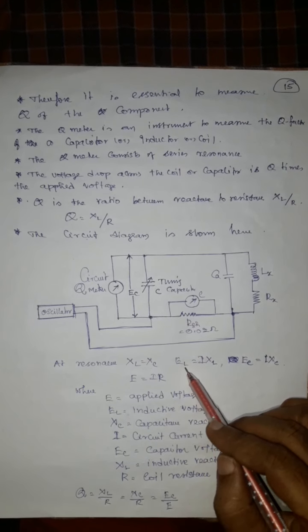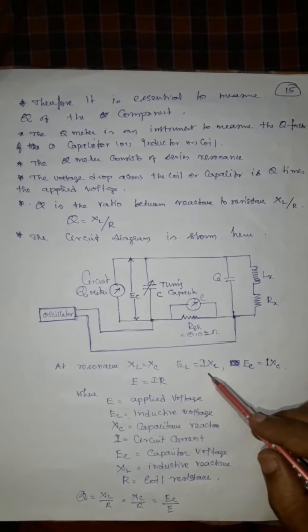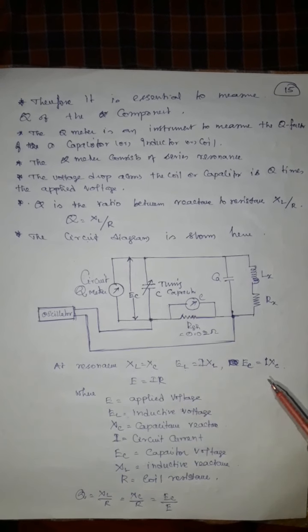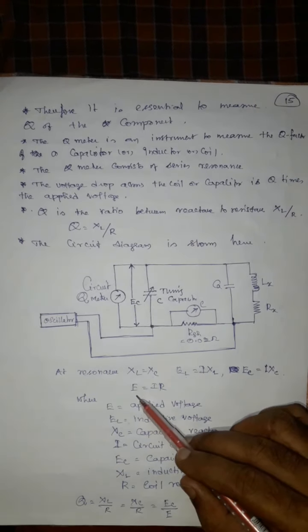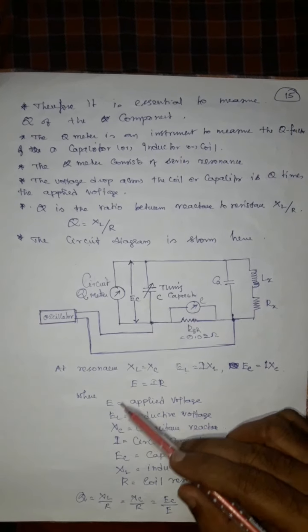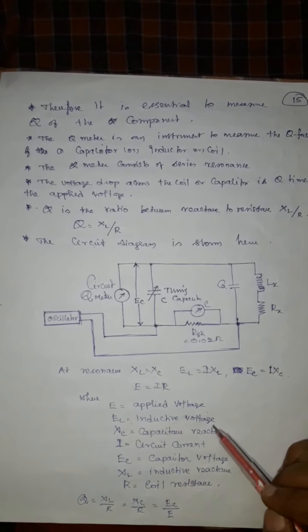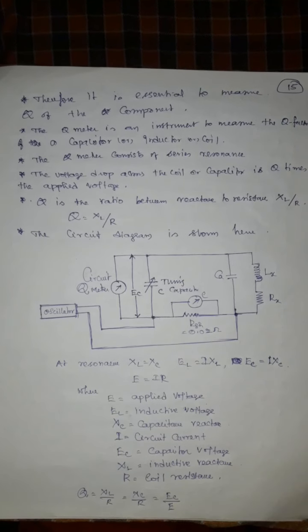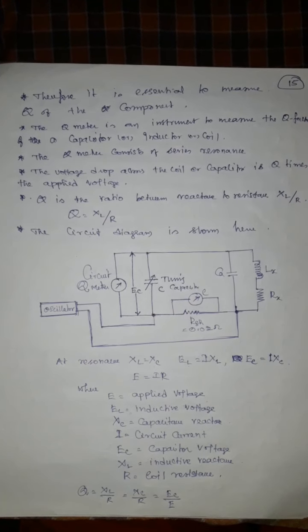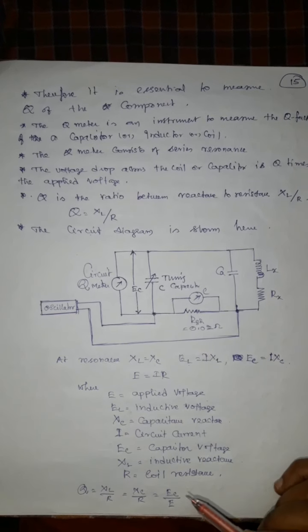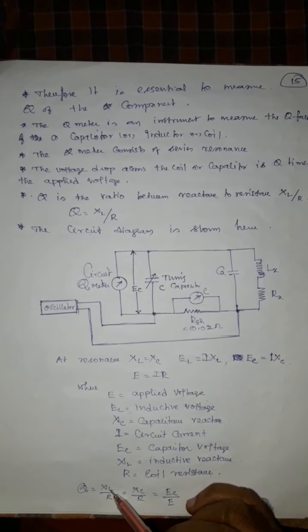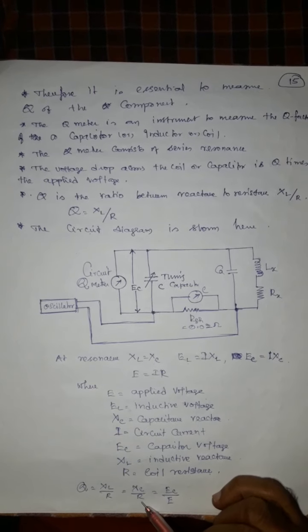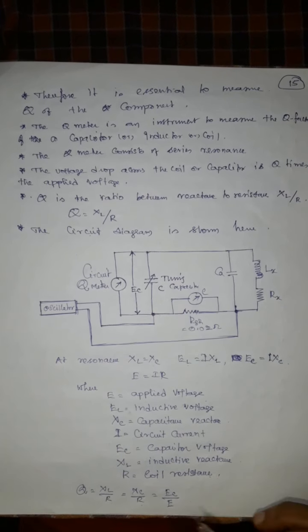EL means inductive voltage. EL equals I into XL, EC equals I into XC, E equals I into R, where E is the applied voltage, EL is the inductive voltage, XC is the capacitive reactance, I is the circuit current, EC is the capacitor voltage, XL is the inductive reactance, R equals coil resistance. Q equals XL divided by R equals XC divided by R equals EC divided by E.